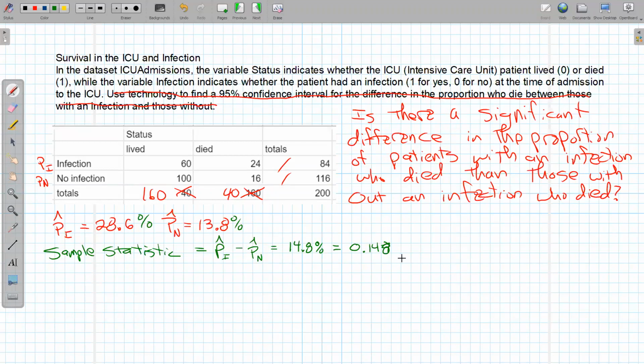So now I'm wondering, boy, it seems like the proportion of people who die with an infection is much higher. So I've got to decide what my alternative and null hypotheses are here. And just looking at this data, I'm kind of wondering, is the proportion with an infection really greater than the proportion without an infection? So I'm going to say that's my alternative hypothesis. So I'm going to state my hypotheses next.